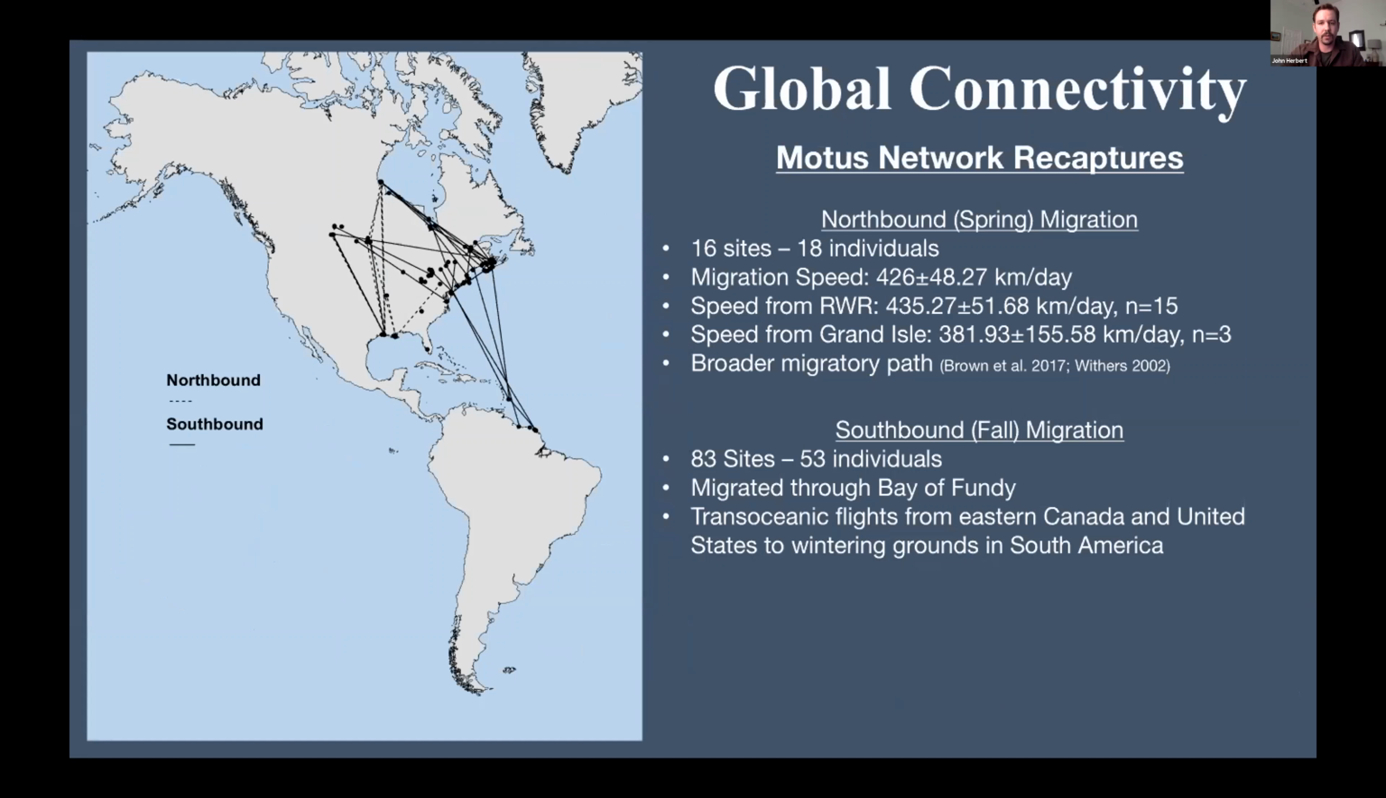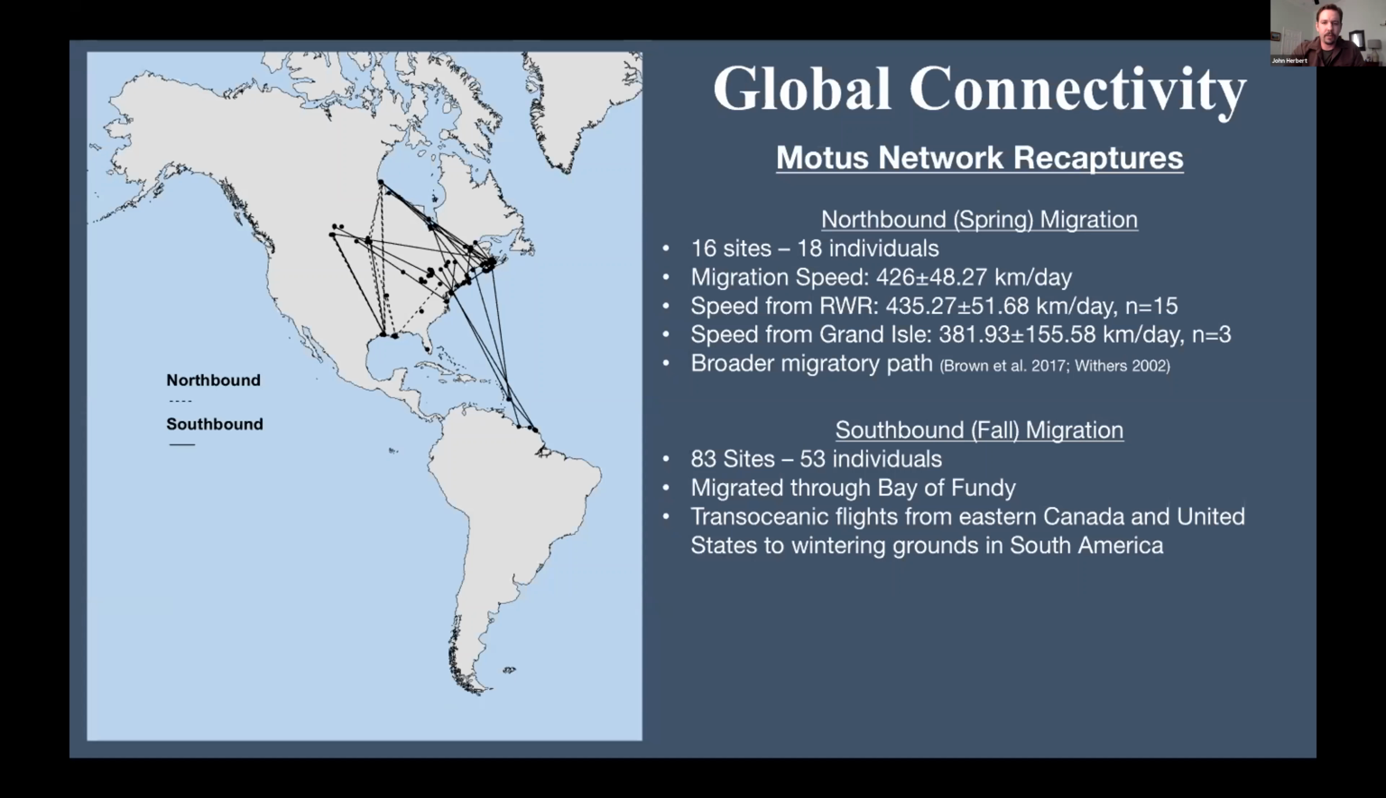Again, only 3 individuals from Grand Isle, but that does still suggest that this higher quality habitat may be allowing these birds to migrate faster, which could influence breeding success. Again, more individuals tagged will be needed.